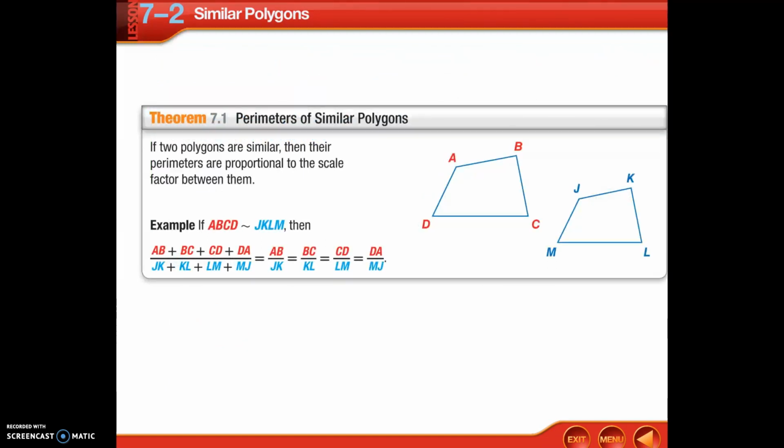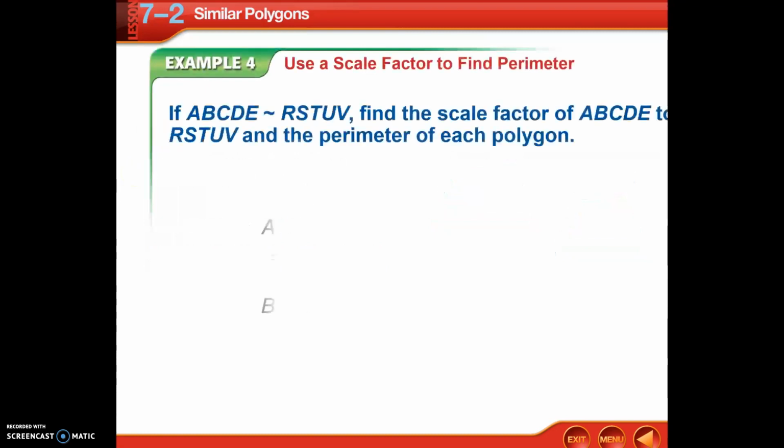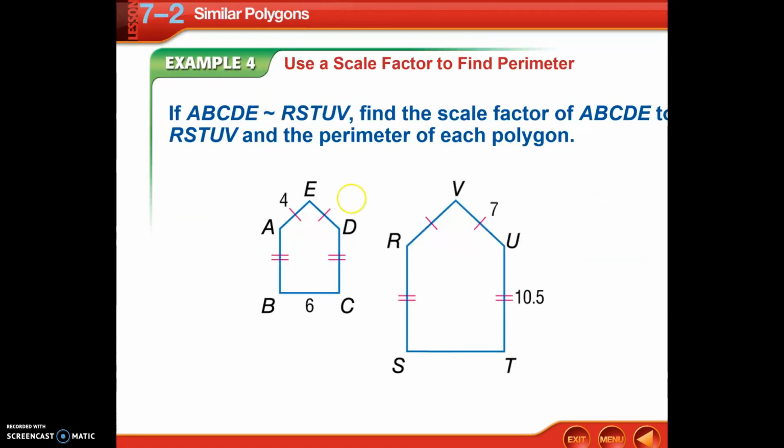So the last thing is that if polygons are similar, then their perimeters are also proportional to their scale factor. So if we know the perimeter of the other one, we can use that scale factor to find the perimeter of the second. So here, my scale factor is 4 over 7. And this also is 7, and this is 4. So we're going to look and use that 4 over 7.